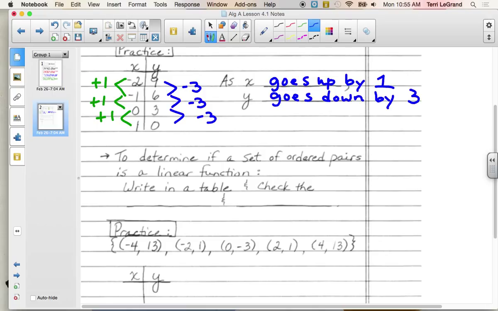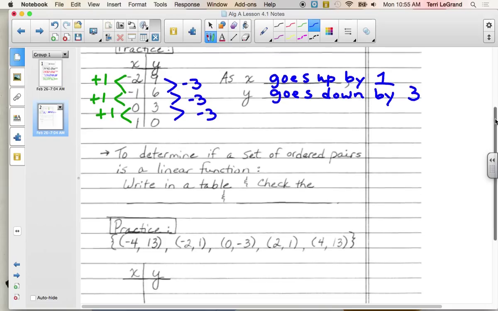Constant change in both of them. X's constant change is going up by 1. Y's constant change is going down by 3. So, anybody got questions about that?